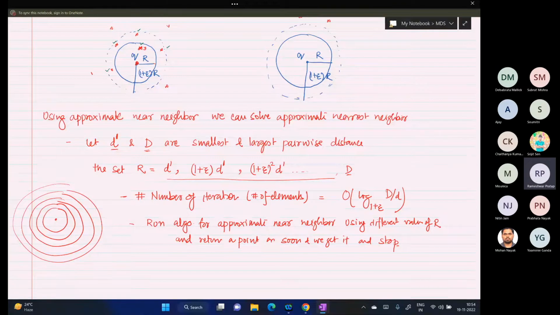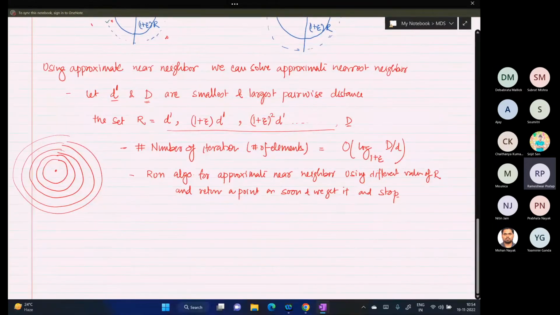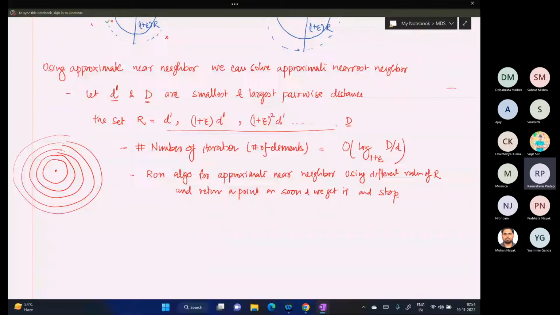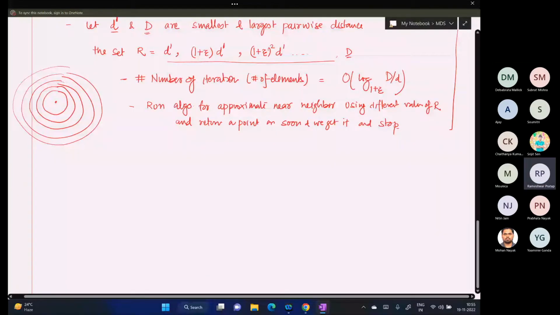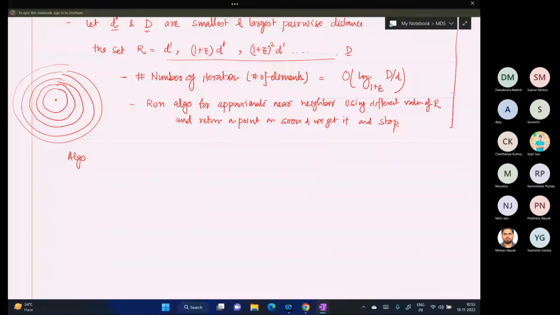how this approximate near neighbor problem can be solved using a very popular algorithm called locality sensitive hashing. And if we can solve this approximate near neighbor problem, then by the standard trick, we can solve approximate nearest neighbor as well, right? So the algorithm to solve approximate near neighbor is locality sensitive hashing, LSH. Have you heard about this algorithm before?